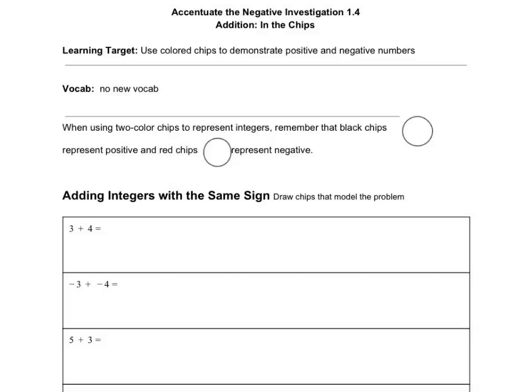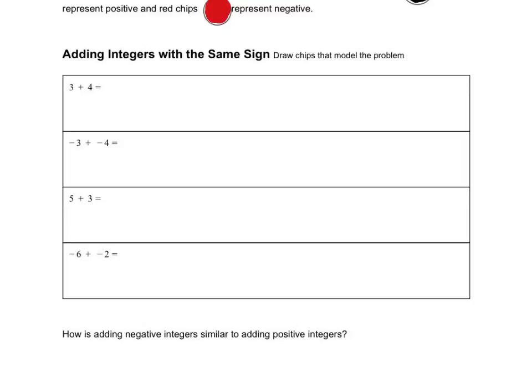So when using two color chips, I am going to be using black to represent positive and red chips to represent negative. So those will be the two colors that I will be working with. So, adding integers with the same sign. 3 plus 4. We're going to start with addition that everybody can do mentally, but sometimes it's best to start with something we already know the answer to, so we can think almost backwards.